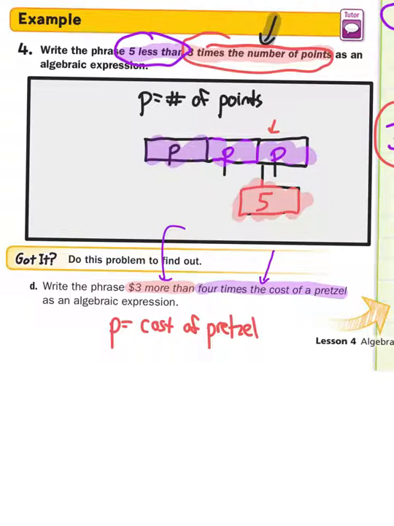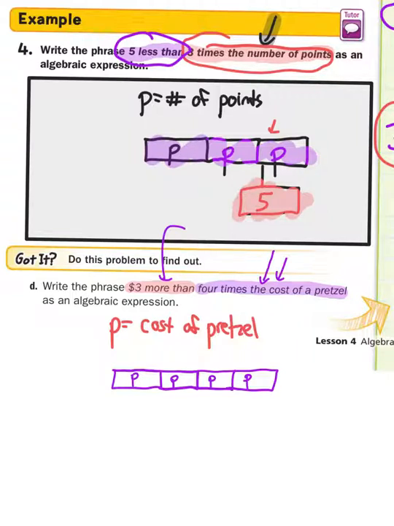Okay, how'd you do? Let's see. Remember, start with the second part. We start with my bar is P. All bars start the same way. A rectangle with a letter in it. Remember that P is the cost of a pretzel. Now in purple here it says 4 times the cost of a pretzel. So I'm going to draw 4 of these. Okay, so that's 4 times the cost of a pretzel.